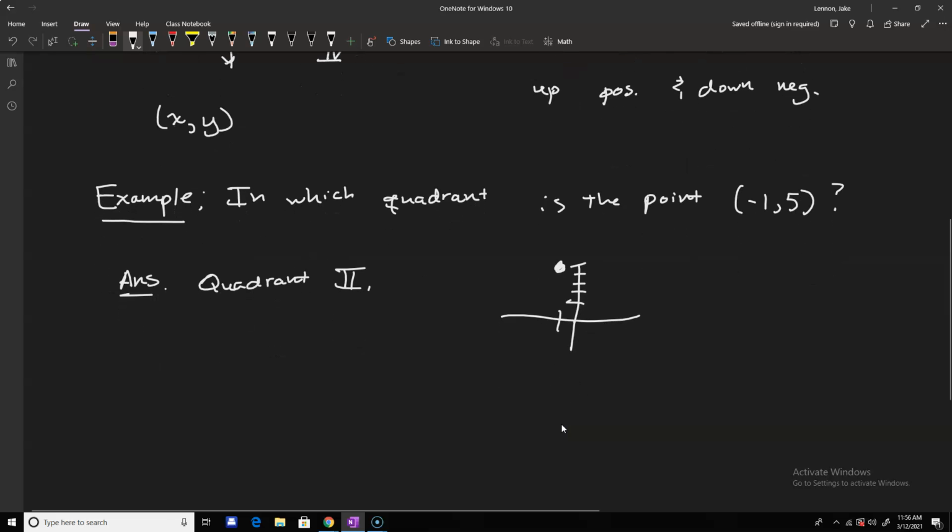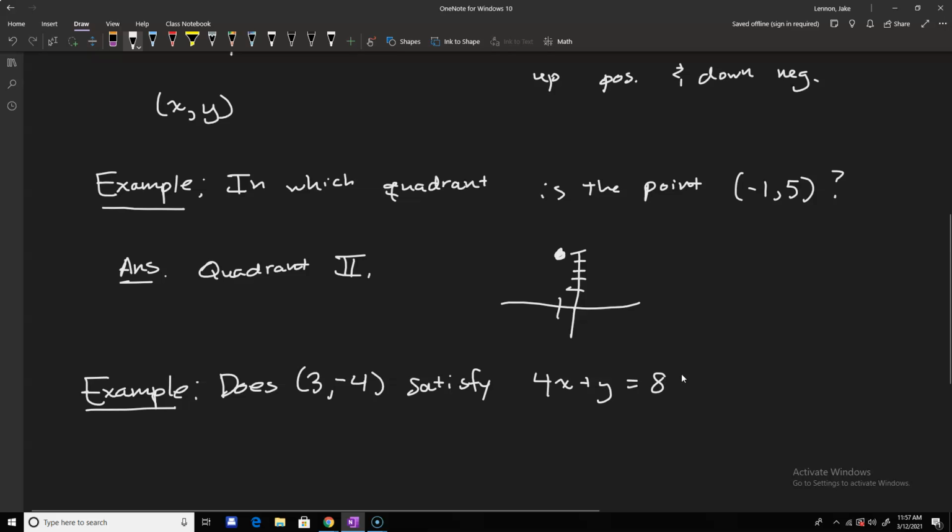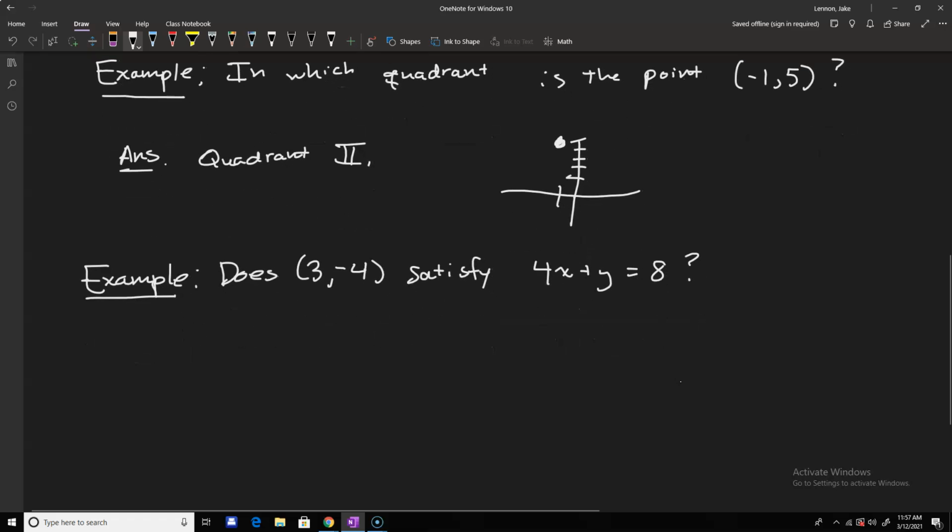And then from there, we can relate our points to some of the linear equations we were looking at last time. So let's look at an example of that. So we could say, does 3, negative 4 satisfy 4x plus y equals 8? So what you have to do is plug in the first coordinate for x and the second coordinate for y, and you see if you get something true.